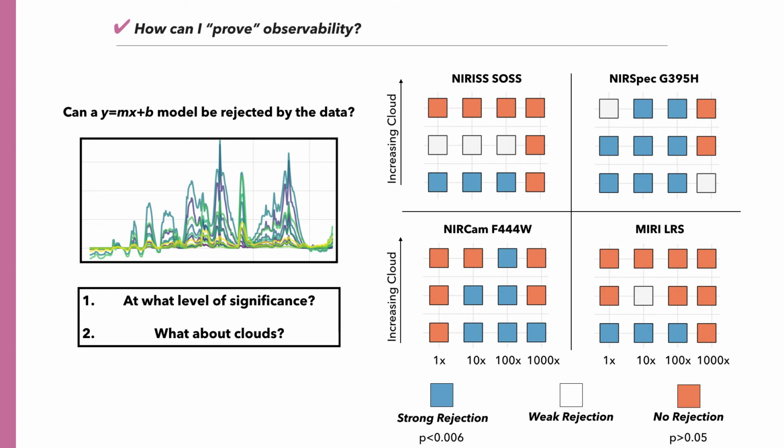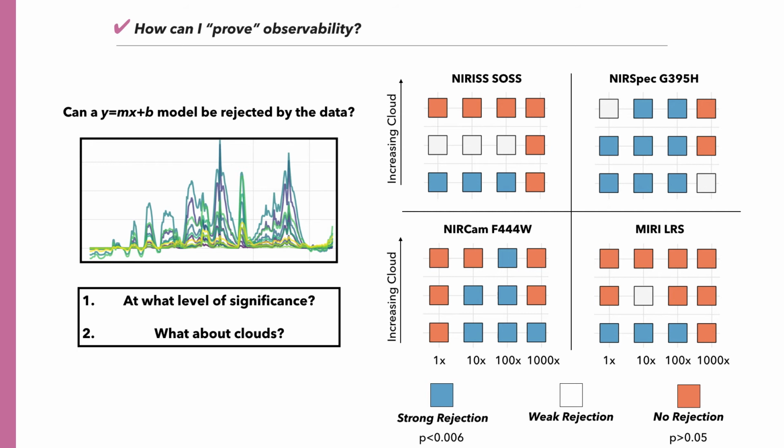So here are the results of that analysis, which are again in the GitHub notebook. The whole analysis takes less than a minute or so to run. And not only are we proving whether or not a scenario is observable, but we are also getting a sense for what observing modes are best for doing this atmospheric detection in the first place. So here you can see each little box for different cloud cross-sectional strengths and different metallicities, and I've colored everything based on whether the y equals mx plus b model can be strongly rejected, whether it was just a weak rejection, or whether you could not reject it at all.